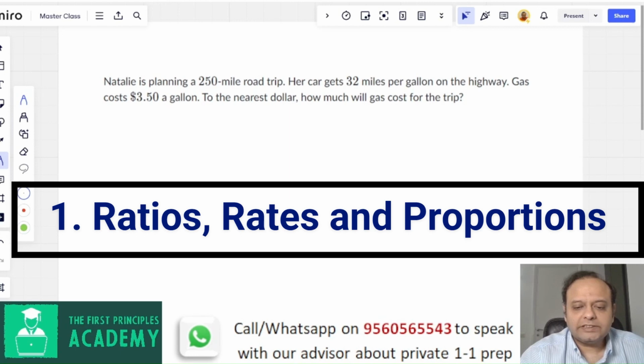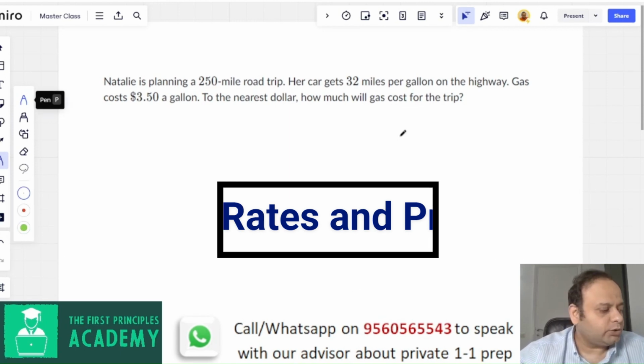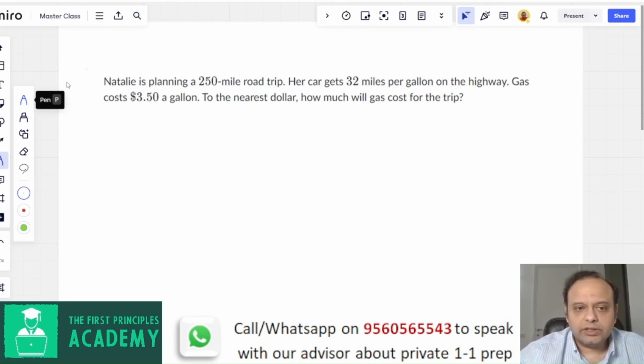Okay, so the first question we'll cover today is from ratios, rates and proportions. This one says Natalie is planning a 250-mile road trip. Her car gets 32 miles per gallon on the highway. Note that this is a rate, right? 32 miles per gallon. Gas costs $3.50 a gallon. Again, this is also a rate. This is price per gallon. To the nearest dollar, how much will gas cost for the trip?